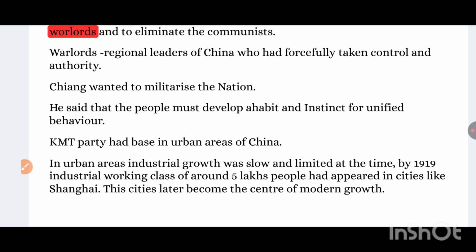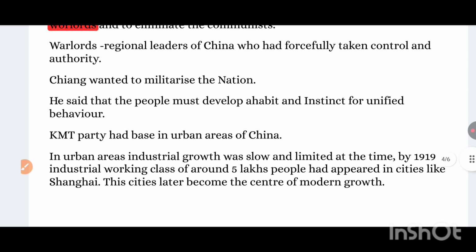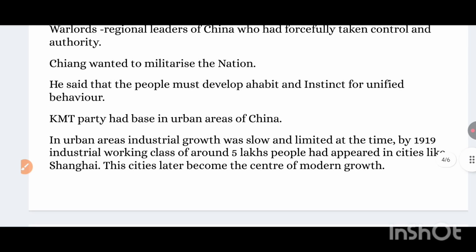It was weak in rural areas. It was strong only in urban areas. In urban areas, most of the industries were located, but industrial growth was very slow.